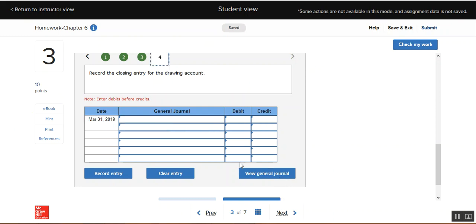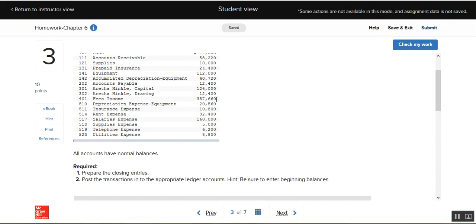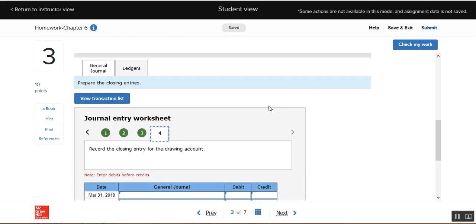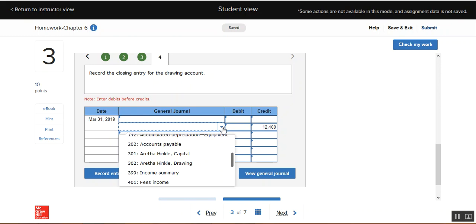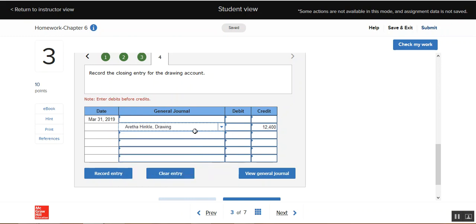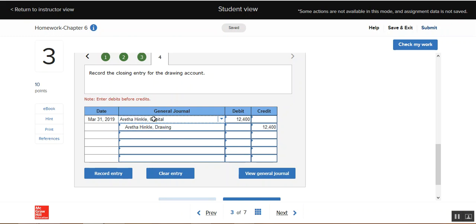The last step is to close out your withdrawal. And it looks like she took out $12,400 out of her business this year. So that normally has a debit balance. Withdrawals have a debit balance, so we're going to credit it to get rid of it. Always put your debits first. That $12,400 comes out of her capital. It decreases her value in the company. So that's just how step number 4 will work.